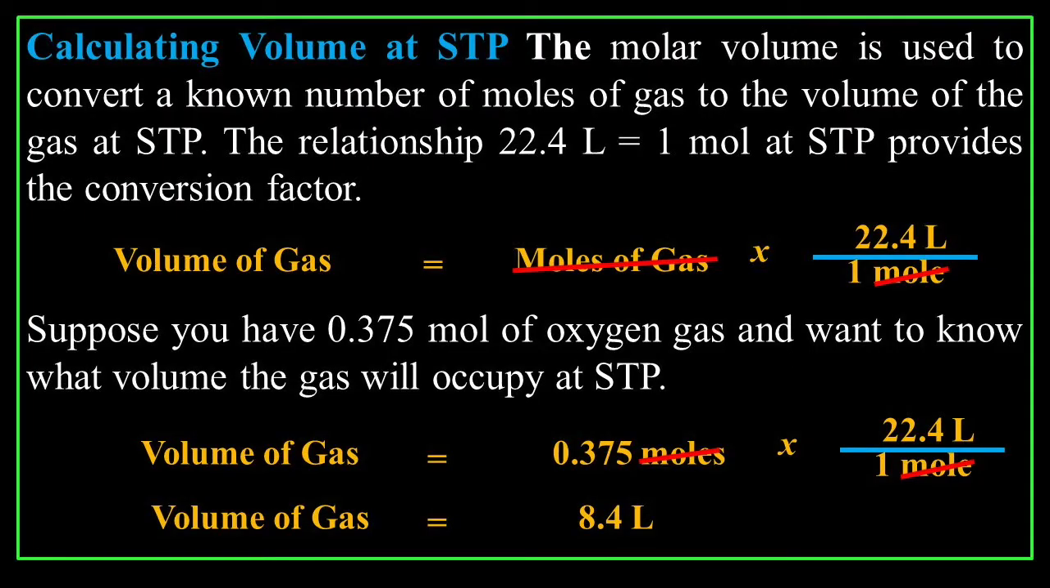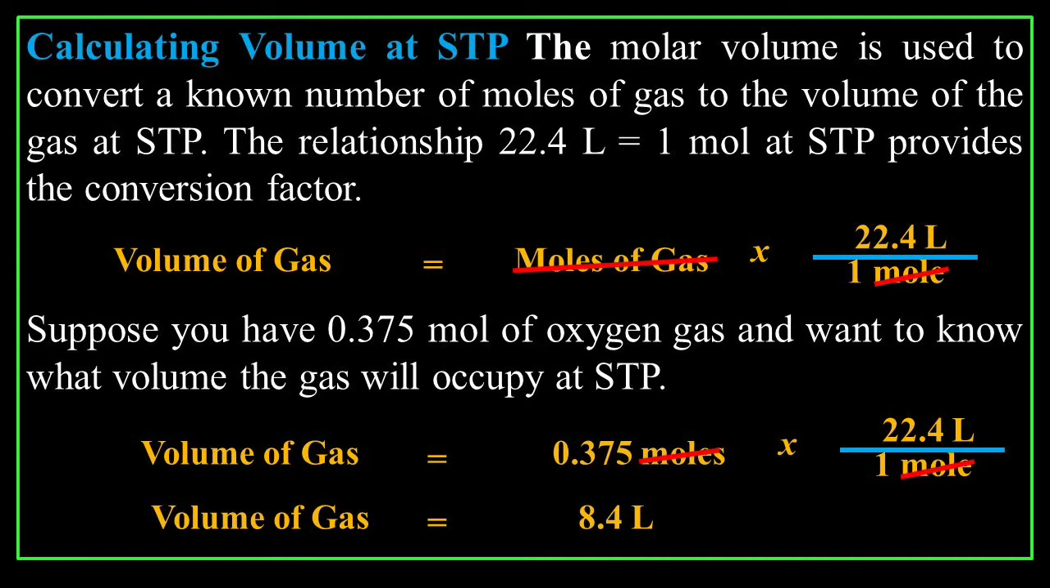The molar volume is used to convert a known number of moles of gas to the volume of gas at STP. The relationship 22.4 liters equals 1 mole at STP provides the conversion factor. Volume of gas equals moles of gas times 22.4 liters over 1 mole. Moles cancel. Suppose you have 0.375 moles of oxygen and want to know what volume the gas will occupy.